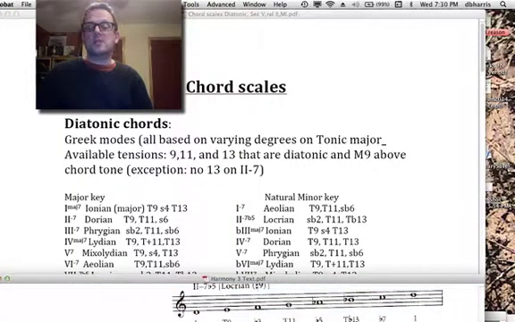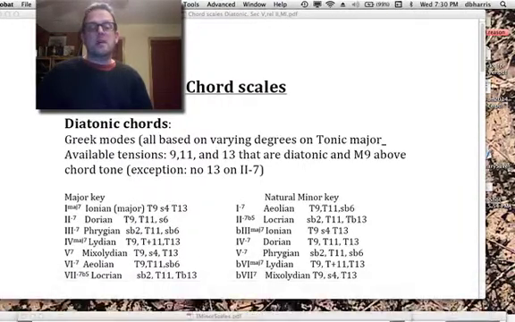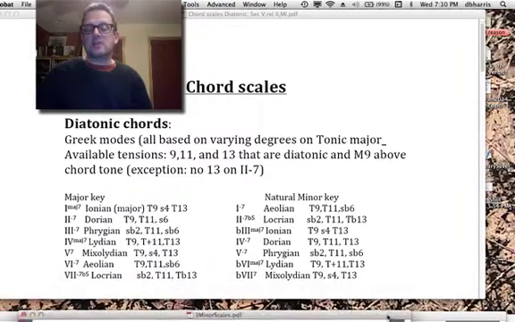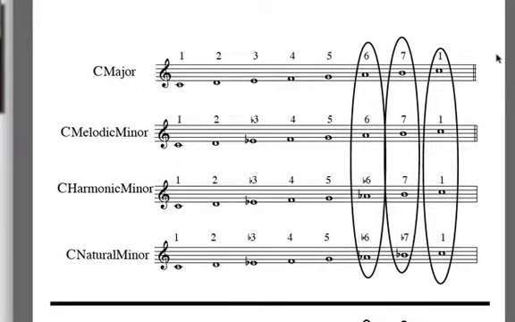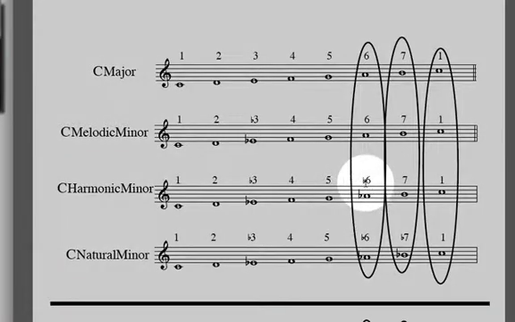But we know also that in minor, we have the ability to raise and lower the 7th and 6th degree of the scale. And we have two other forms of minor. One is called melodic minor and one's called harmonic minor. In melodic minor, we have raised 6th and 7th, and in harmonic minor, we have the lowered 6th and the raised 7th. Natural minor has both lowered 6th and lowered 7th.